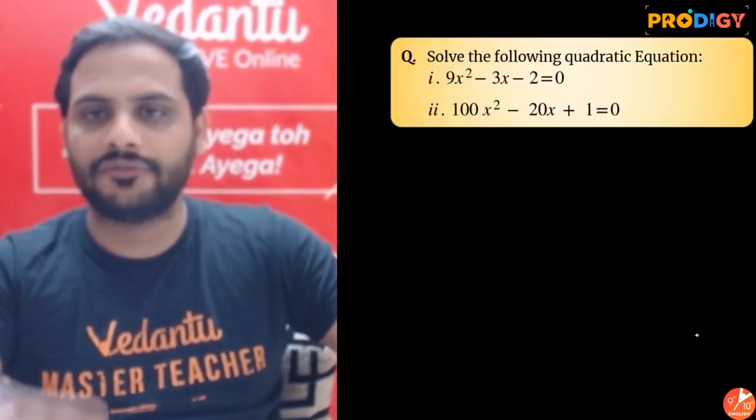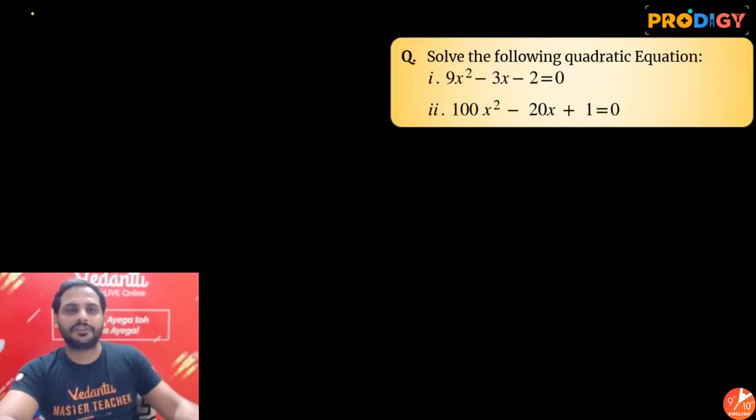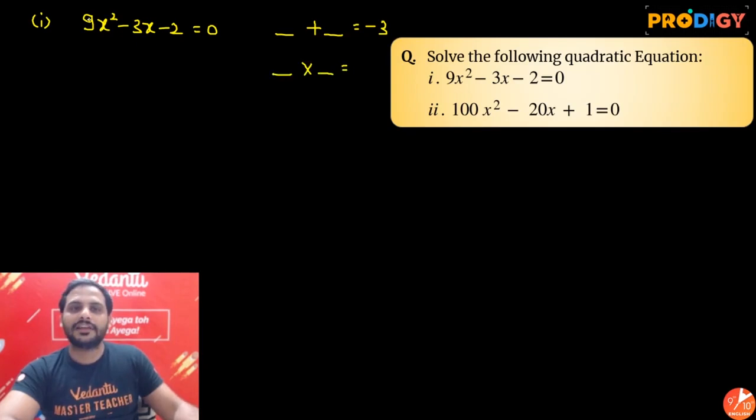For example, let's say this question. We have first one, 9x square minus 3x minus 2 equal to 0. So you can clearly say I want two numbers such that their addition is minus 3 and their multiplication is 9 into minus 2, which is minus 18. What are those numbers? Minus 6 and 3, right? Minus 6 and 3. So I can write it as 9x square minus 6x plus 3x minus 2 equal to 0.